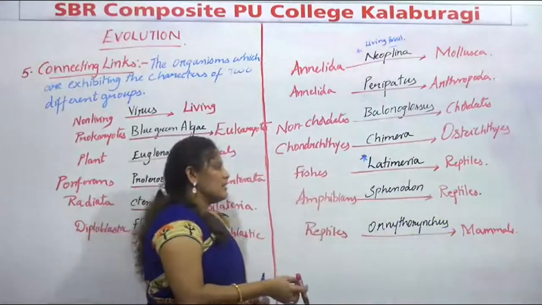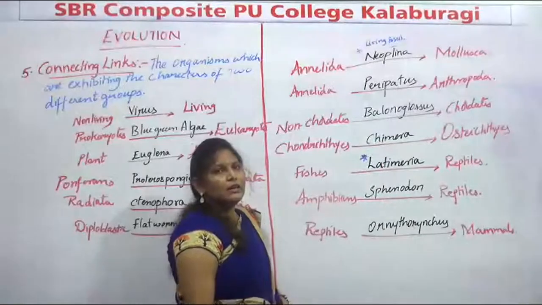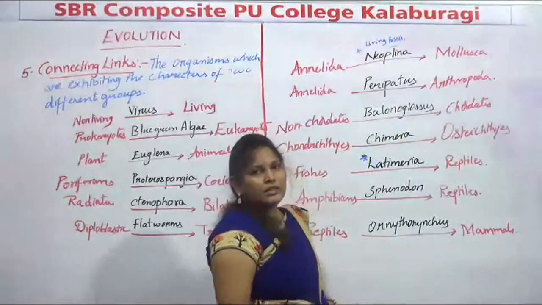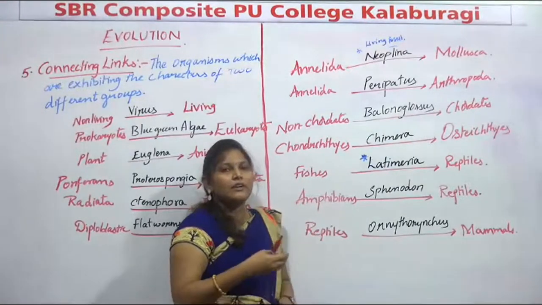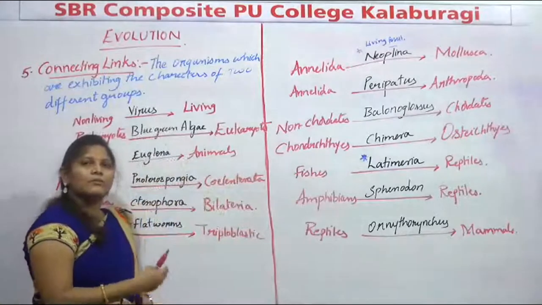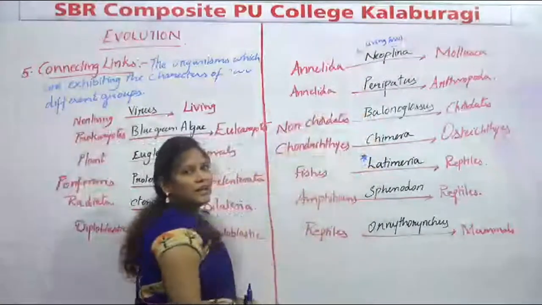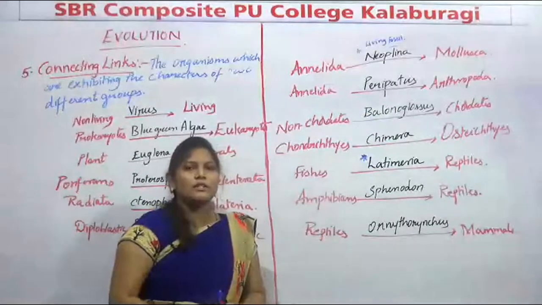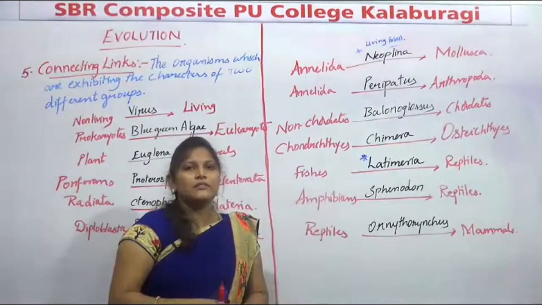Okay. What are these connecting links explaining? If you observe, for example, Balanoglossus, it possesses certain characters of non-chordates and a few characters of chordates. The organism which possesses the characters of two different groups is known as a connecting link, and they act as an evidence that the present day organisms have evolved from the previous phyla or the previous organisms. Okay, connecting links, most important ones, Neopilina and Latimeria. Why? Because they are acting as both connecting links and living fossils. A living fossil is an organism which has undergone very little evolutionary change in its morphology.